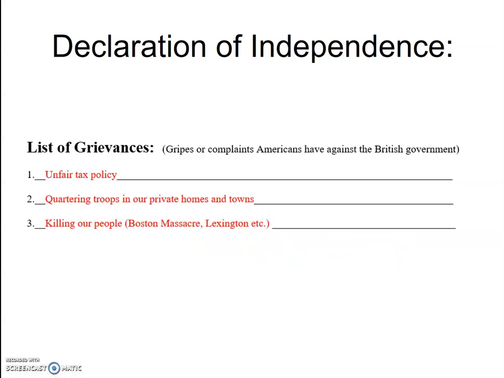Mr. Jefferson goes on to explain some of the grievances, or the gripes, or the complaints we have against the King of England and the British government. We've talked about many of these in class. We've learned about those unfair tax policies. We've learned about the Quartering Act, where the government was putting troops in people's private homes and towns and forcing Americans to pay their expenses. The government has even been killing our people. We've done the Boston Massacre story. We've done the Lexington and Concord story. We've done the story of the first year and something of the Revolution. So these are included among 20 some other grievances or complaints we have against the king.